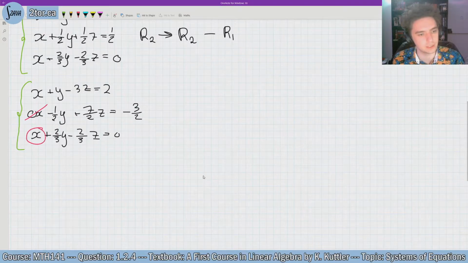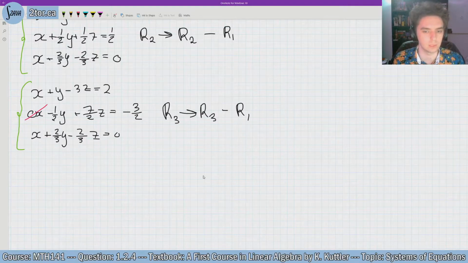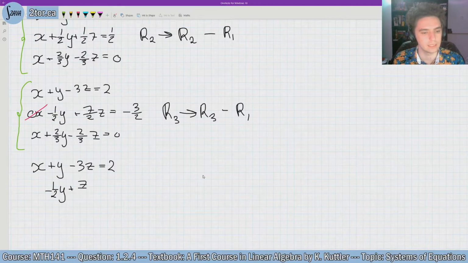Now to get rid of this x term, we're going to do a very similar operation. We want to replace row 3 with itself added to a multiple of another row. So it's going to be, again, subtract row 1. Remember, subtract is the same thing as adding -1 times. So adding -1 times row 1. This process is again going to get rid of x because we're going to have an x minus x happening, which is going to get a 0x. So our first equation again stays the same. x plus y minus 3z equals 2. So 0x, I'm going to leave a little blank space there. 1/2 y plus 7/2 z equals negative 3/2.